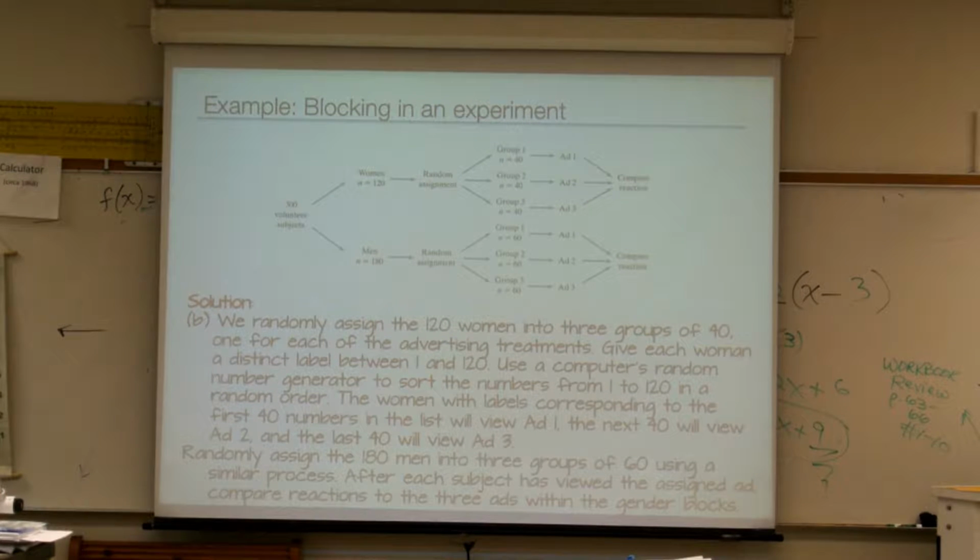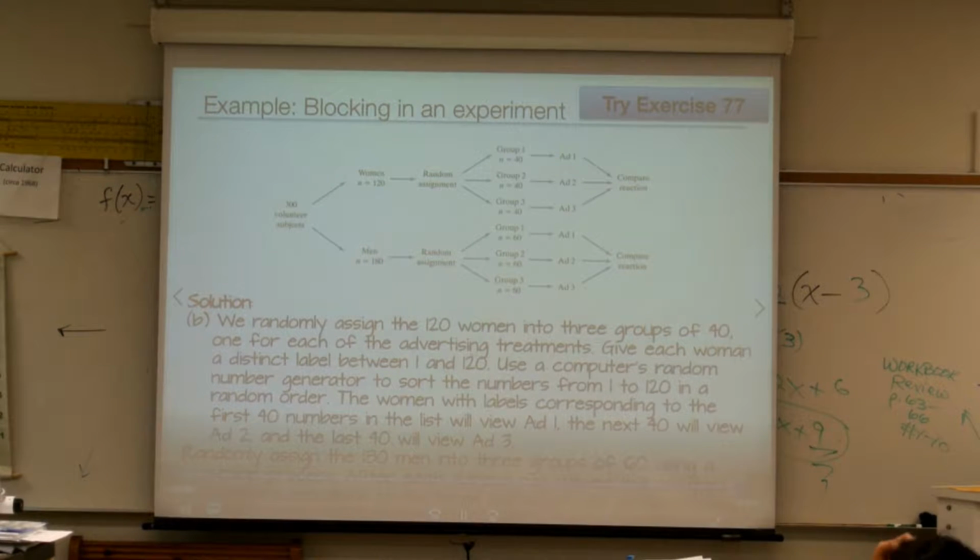We'll randomly assign the 180 men into 3 groups of 60 using a similar process. After each subject has viewed their assigned advertisement, we'll compare their reactions within each of the gender blocks. Now, for some additional practice in describing a blocked experiment, try exercise 77.